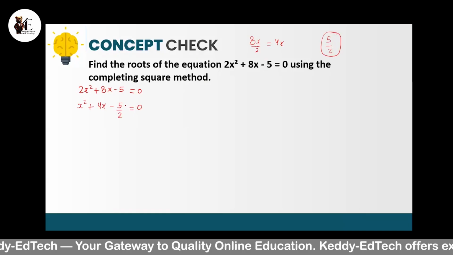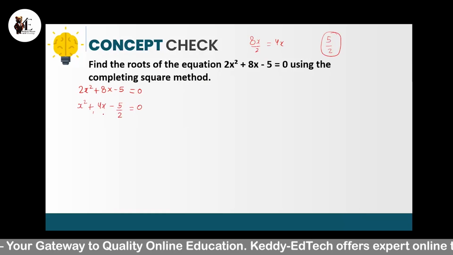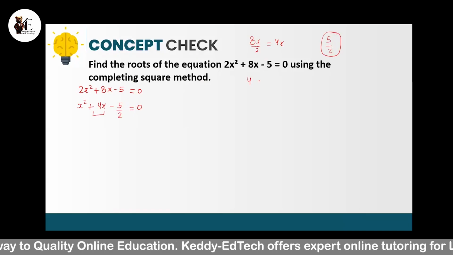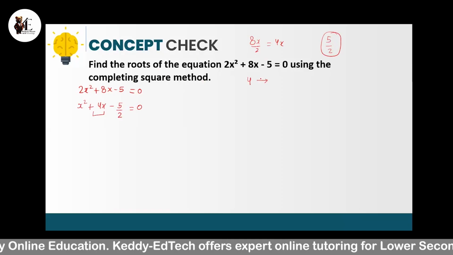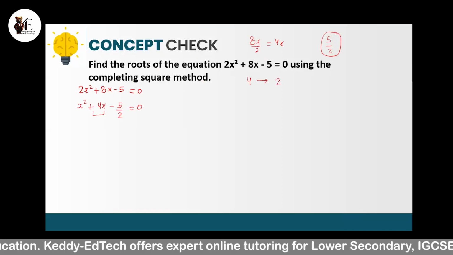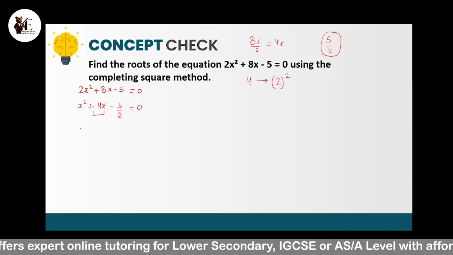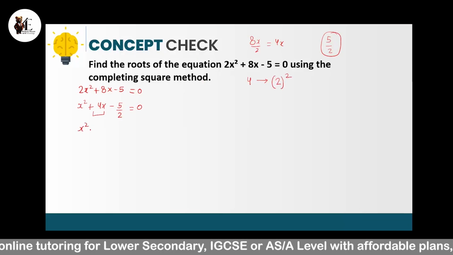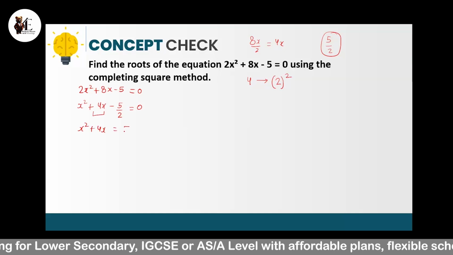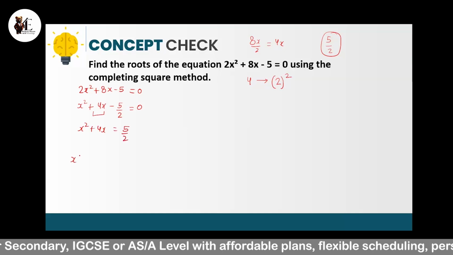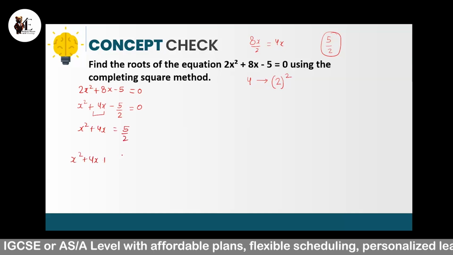Next step was to find the coefficient of x. So the coefficient of x is positive 4. Do half of it. So half of the 4 will be 2. And we have to add its square on both the sides. So, okay, just transposing this constant term on the other side. Now I am adding this square on both the sides.